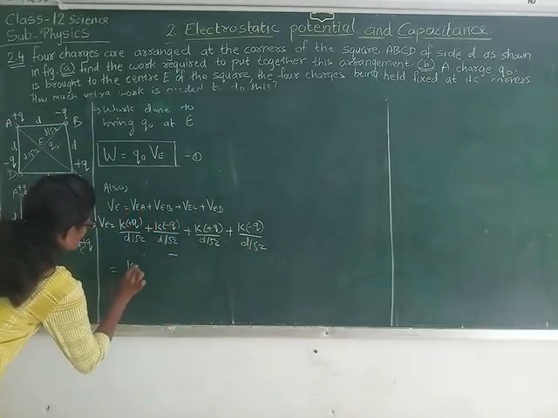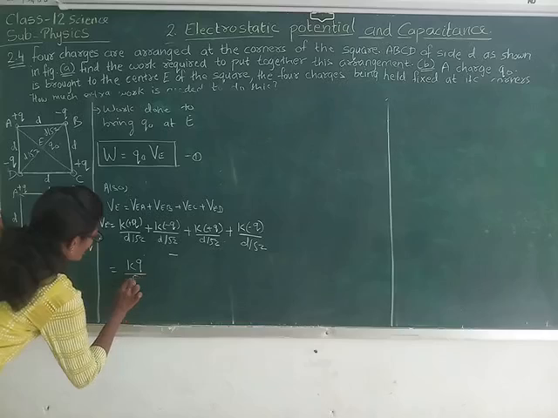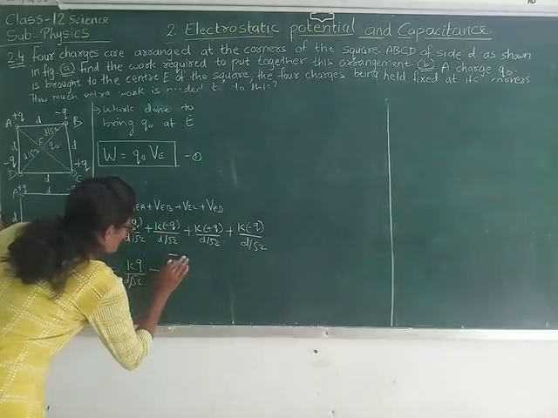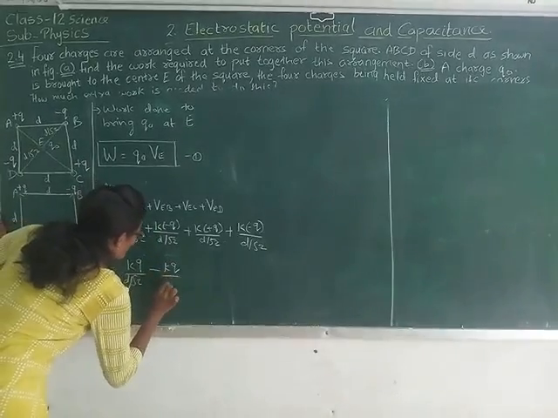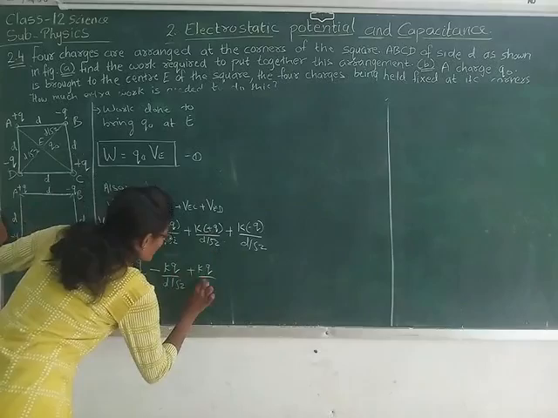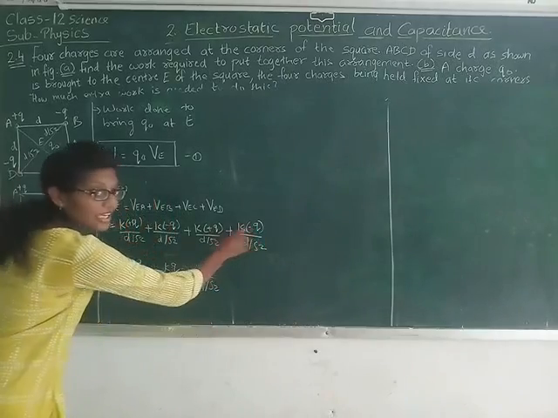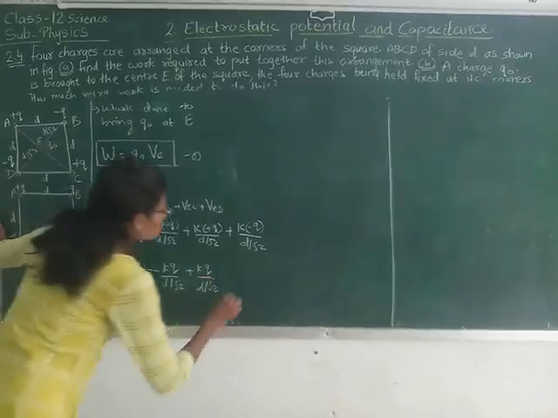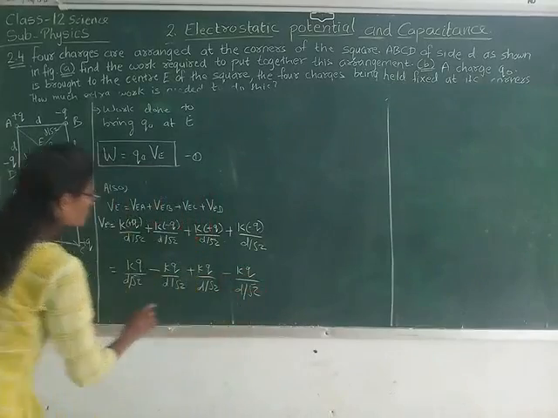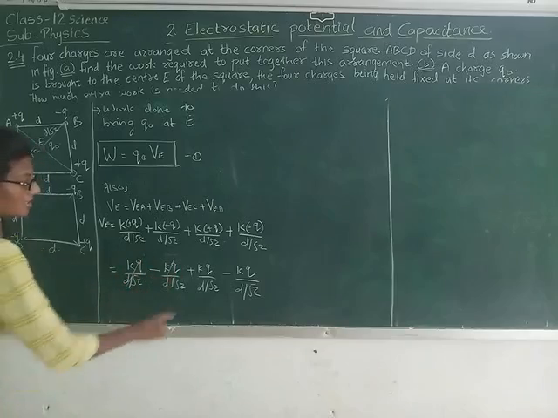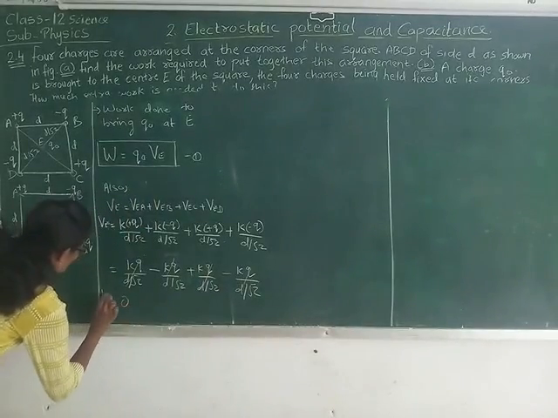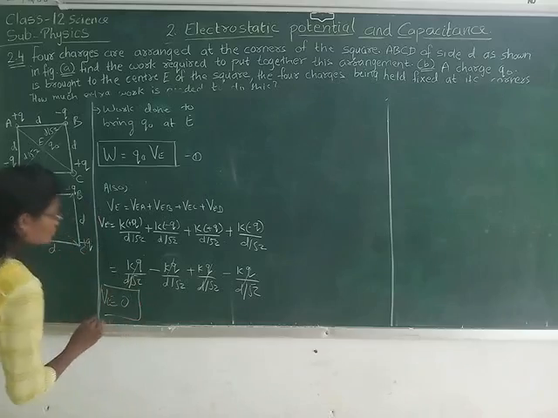Right? So rearranging that, here we are having KQ upon D by root 2. Later taking this minus in front, plus minus minus, KQ upon D by root 2. Over here, plus KQ upon D by root 2. Taking minus sign over here, that will be KQ upon D by root 2. So here plus minus gets cancelled, here plus minus gets cancelled. The answer will be 0. So potential at E is equal to 0.